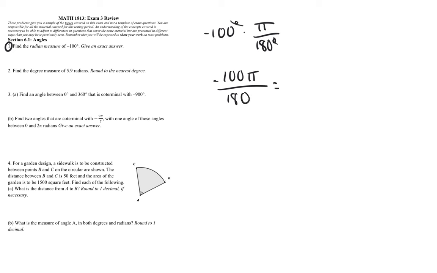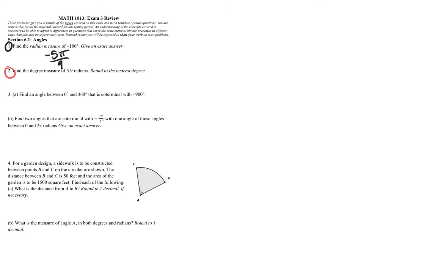And then that's going to simplify down to negative 10 pi over 18. And it's going to simplify again down to negative 5 pi over 9. So that's going to be our final radian measure. The next one is asking us to go from radians to degrees.